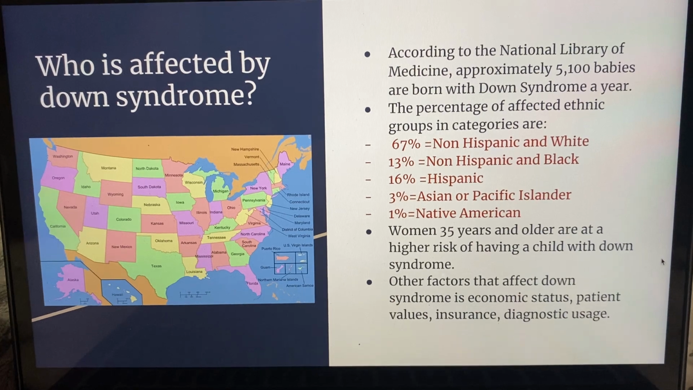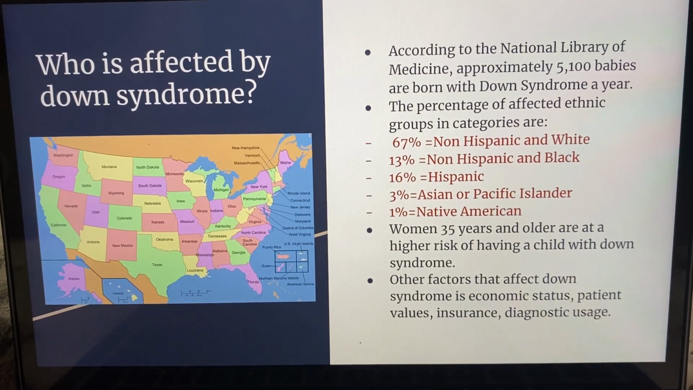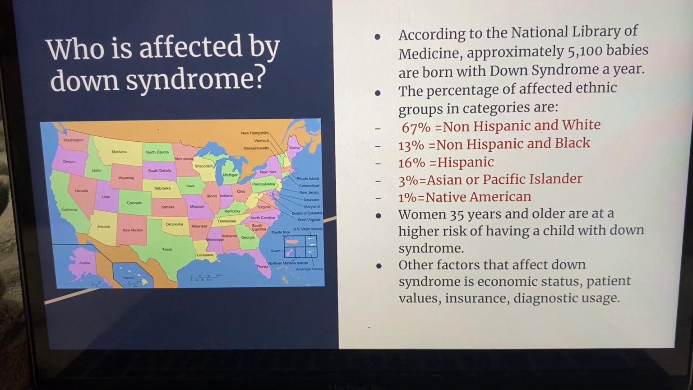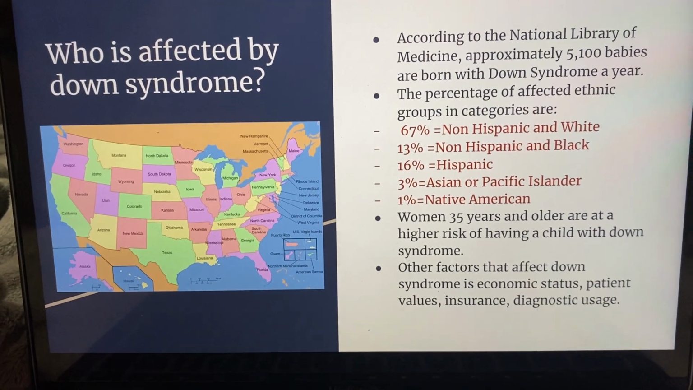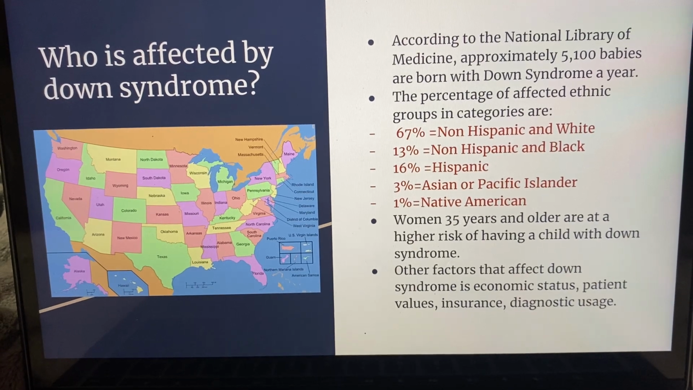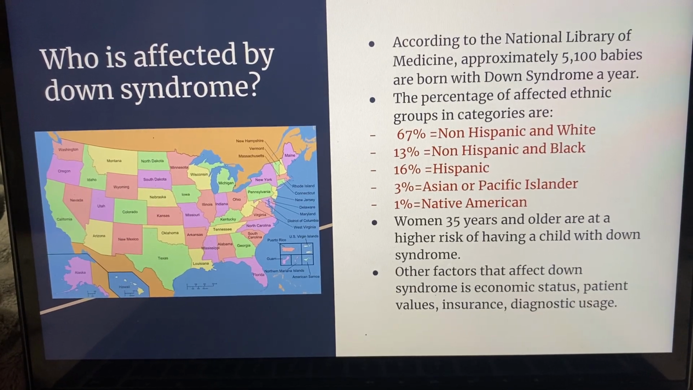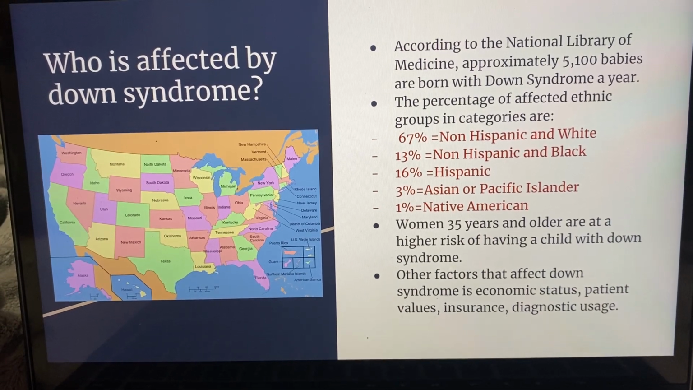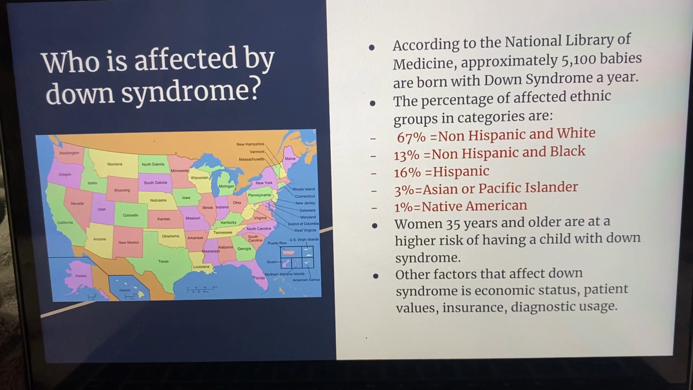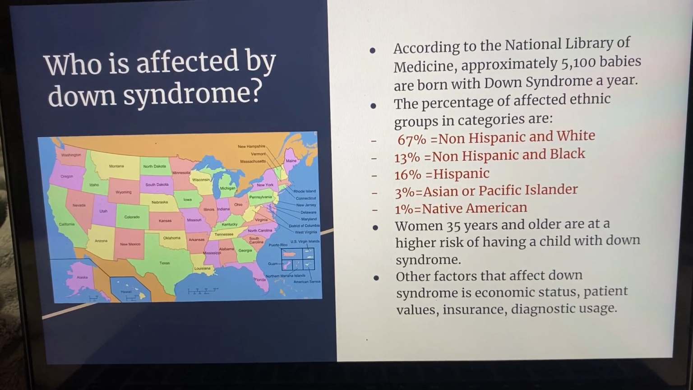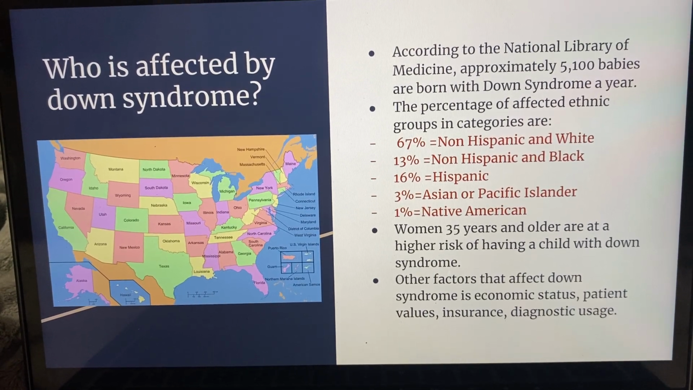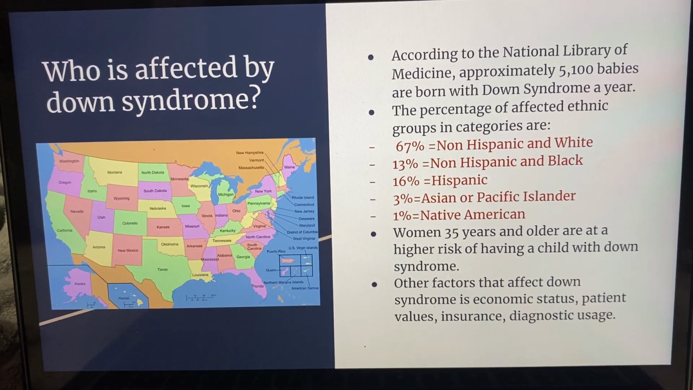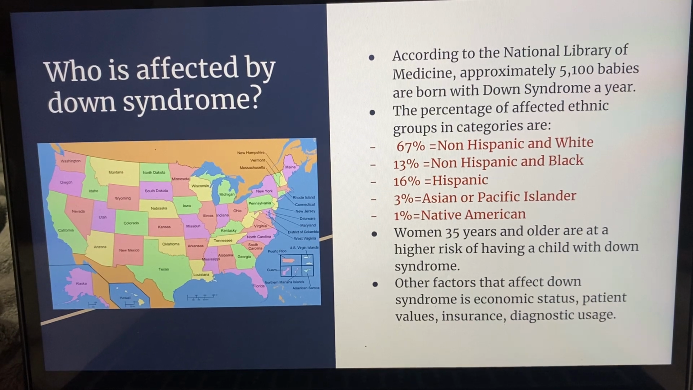So who's affected by Down syndrome? About 5,100 babies annually in the United States are affected by Down syndrome. I broke it up into a couple categories of ethnic groups that are most affected. Currently, non-Hispanic white is the category most affected with 67%, and then the second most affected is 16% being Hispanic. Women that are 35 years and older are also at highest risk, and then the way an individual takes care of themselves during pregnancy and how much support they receive is also another factor that affects if they have a child with Down syndrome.